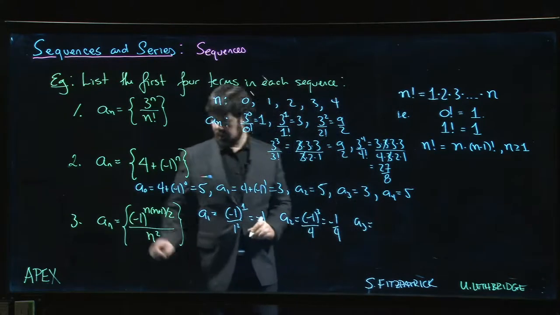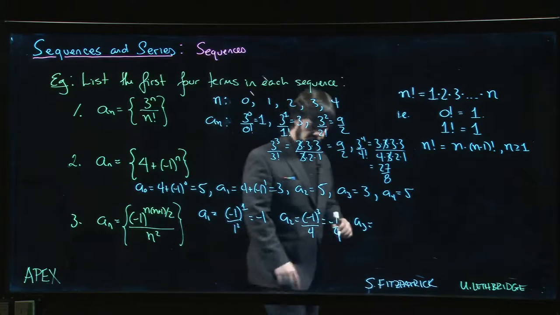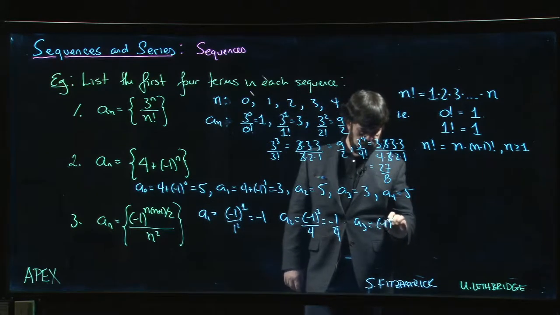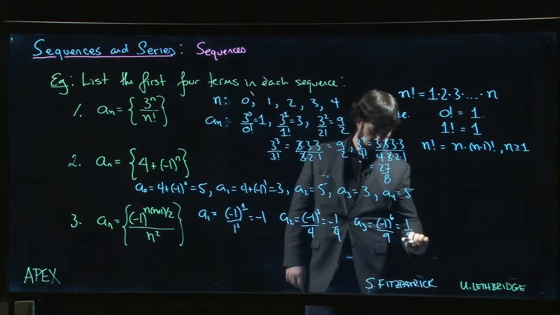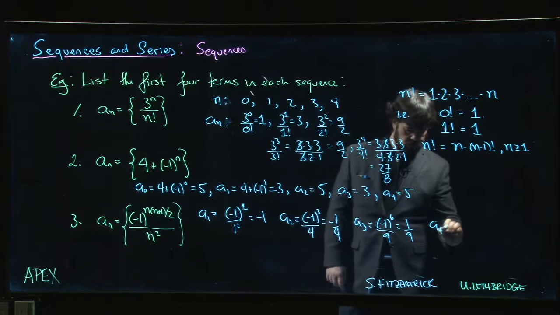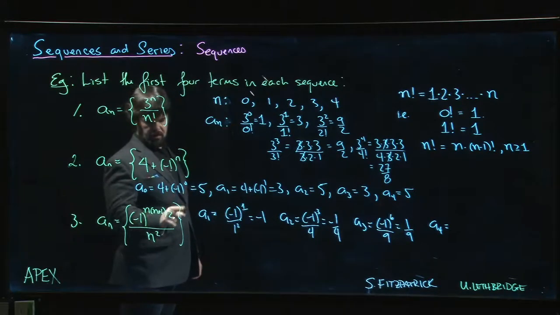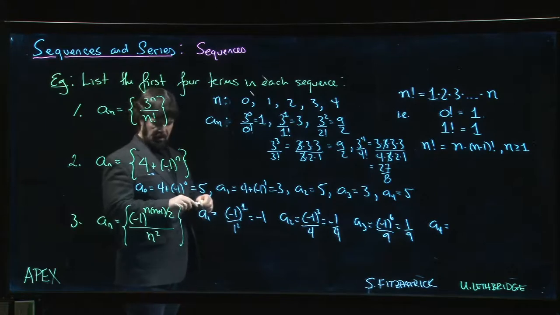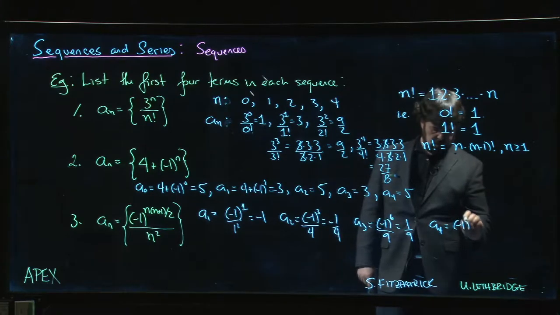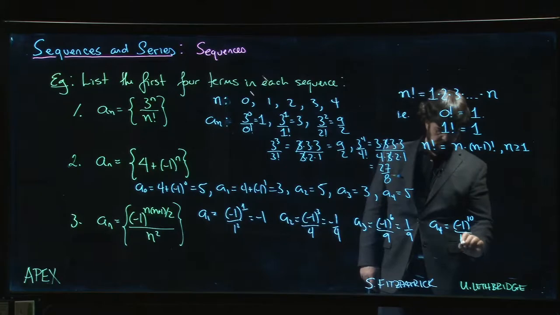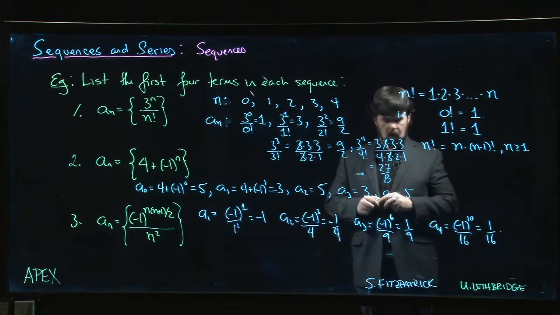A3. We're going to have 3 times 4 divided by 2. 12 divided by 2 is 6, minus 1 to the 6, okay, over 3 squared, 9, so 1 over 9. And finally, a4, if n is equal to 4, we're going to have 4 times 5 divided by 2, so we have 20 divided by 2, that's 10. So minus 1 to the 10, it's even again, over 4 squared, 16, so we get 1 over 16 for that one. And again, we could keep going.